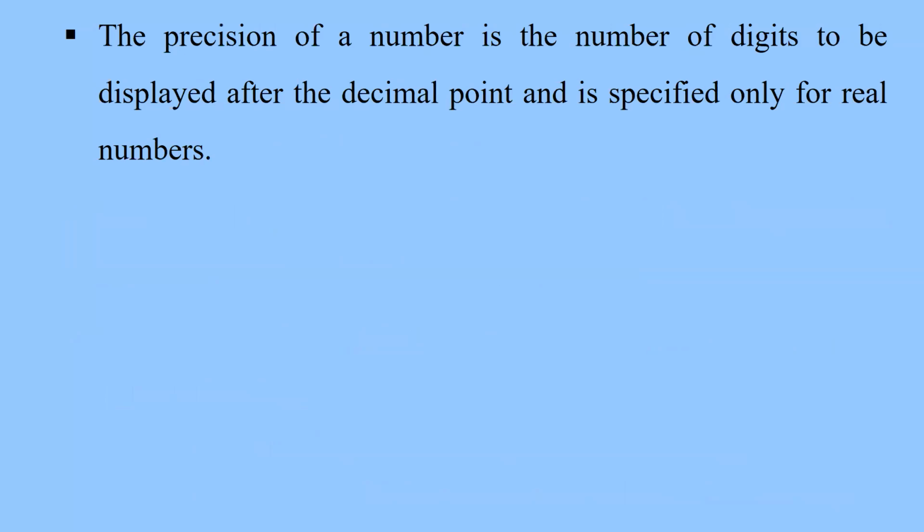The precision of a number is the number of digits to be displayed after the decimal point, and is specified only for real numbers. So you can do the same for real numbers. For example, write opening parenthesis score colon 3. That means format it so that whatever is score, its decimal part does not go beyond 3 digits. Then mean score formatted 7 to 2.